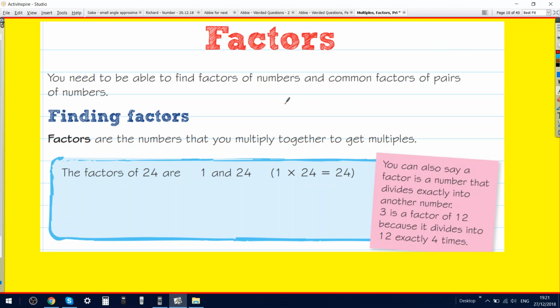Factors. So factors are kind of the opposite. So numbers that are the times table numbers of that one. So the factors of 24 are 1 and 24. So two numbers that multiply to make 24. So any other numbers? 2 and 24? So they have to multiply to make 24. Oh, right. Oh yeah.